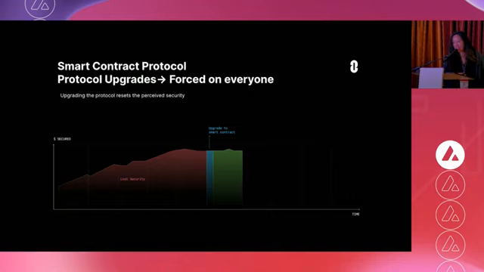This is a visual right here that shows what I was referring to in terms of resetting security. On the left-hand side, where you see the red body of area, that's all the lost security when you push another line of code. And then that blue strip is the upgrade to the smart contract. So it resets the perceived security.